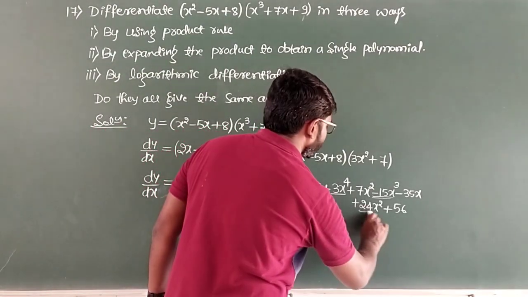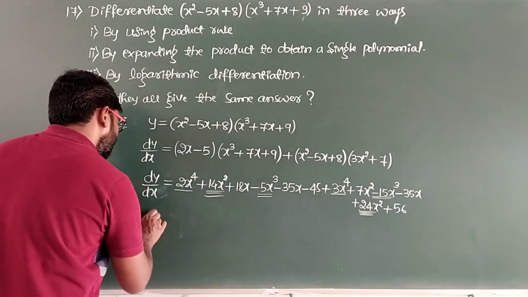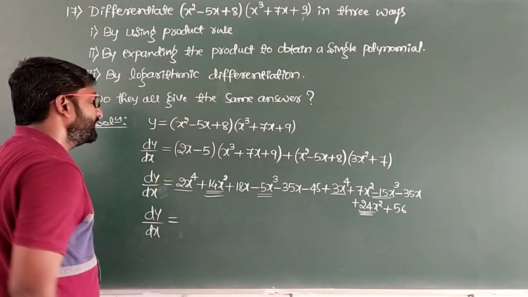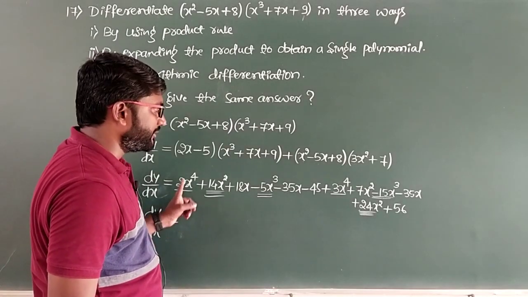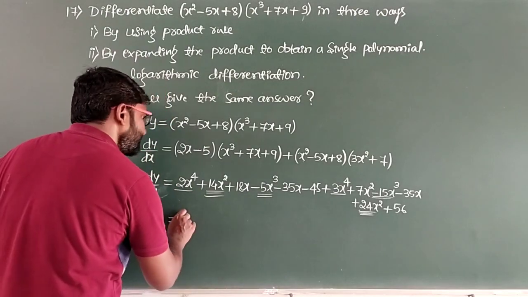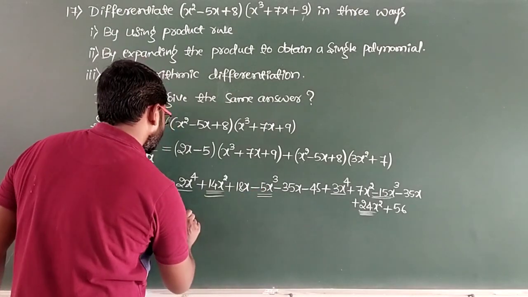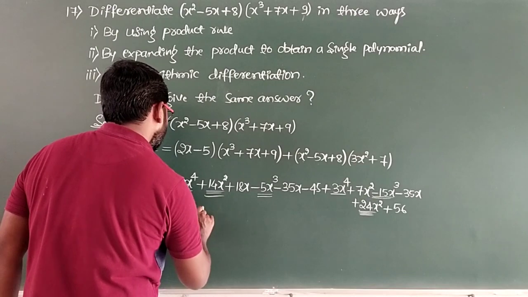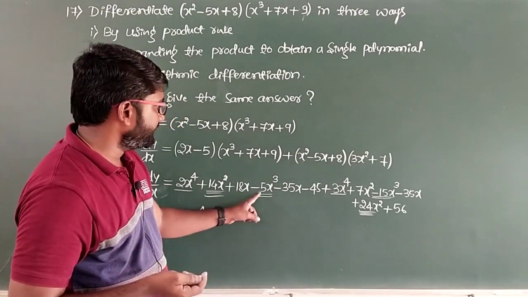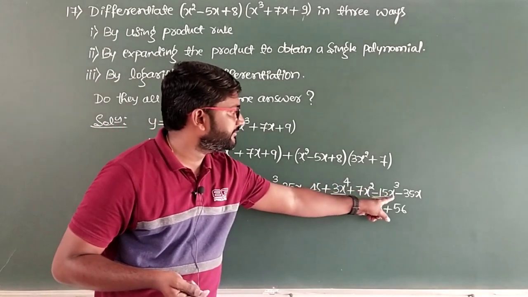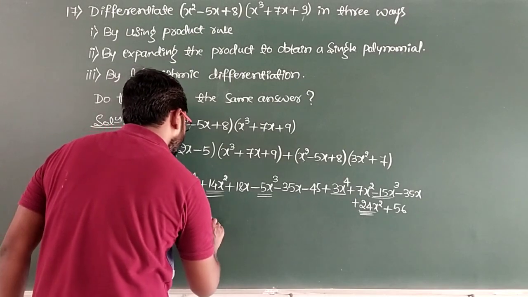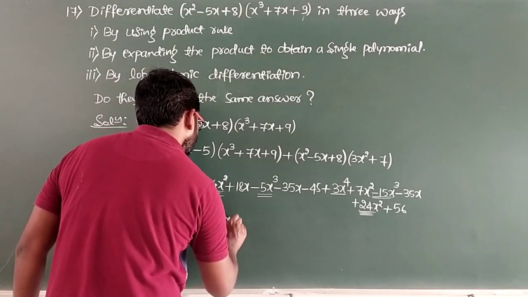Where is other x square? It is here. So let's simplify this further. dy by dx is equal to 2 times x to the power 4 plus 3 times x to the power 4, and it will be 7 times. So it is 5 times x to the power 4 plus, now go for x cube term here. Minus 5x cube minus 15x cube will be minus 20x cube.